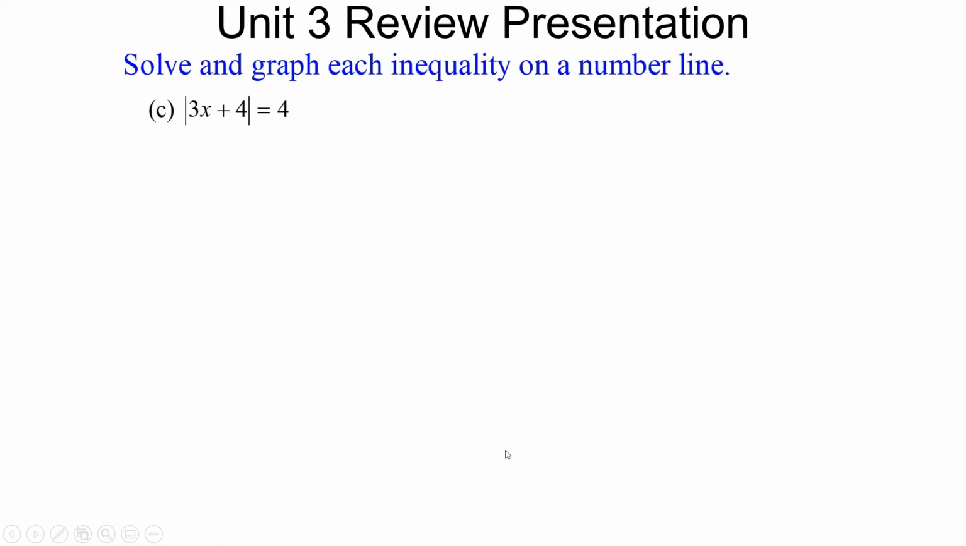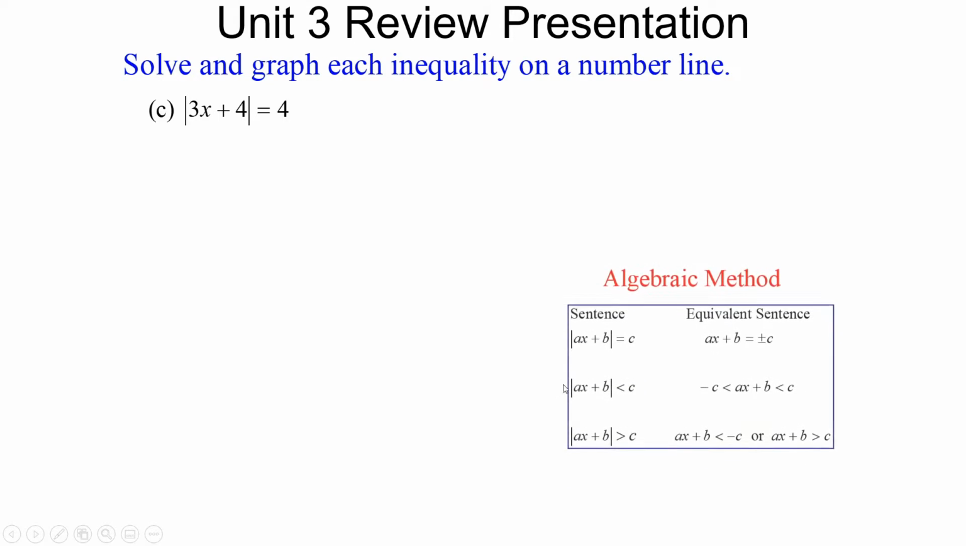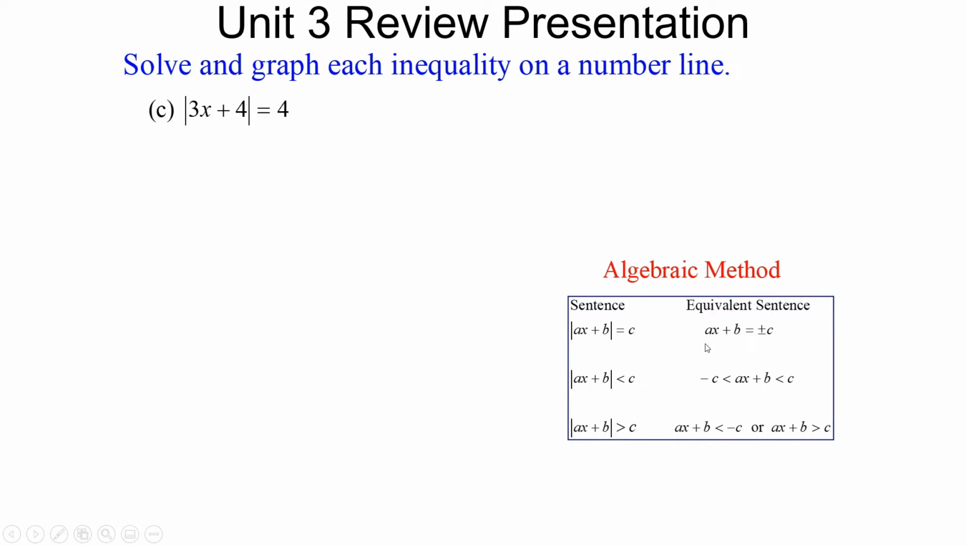All right, part C, the absolute value of 3x plus 4 equals 4. Algebraic method, we have an absolute value equation right here. So that means with the equals, all I'm going to do is I'm going to have an "or" right here and two equations. The 3x plus 4 could equal the opposite of c, -4, or 4. Just like that.